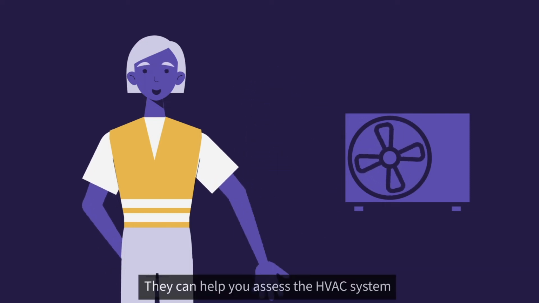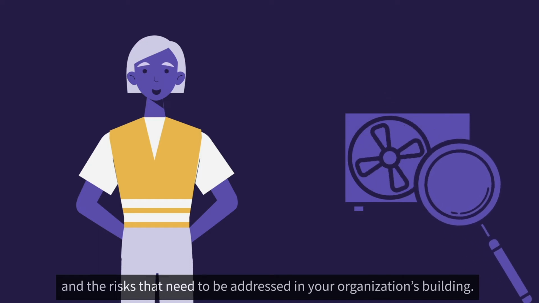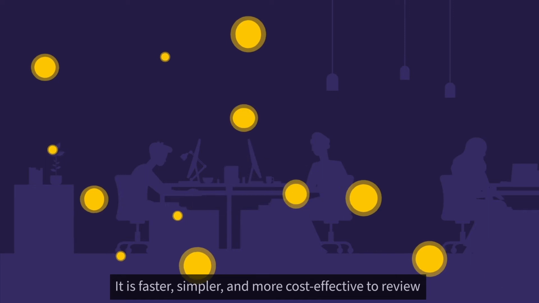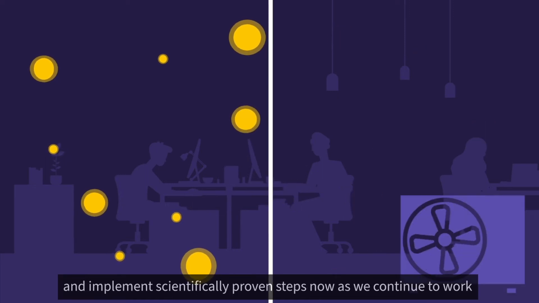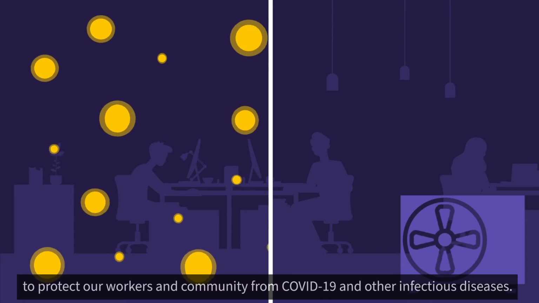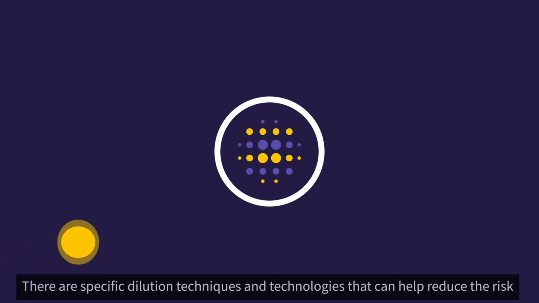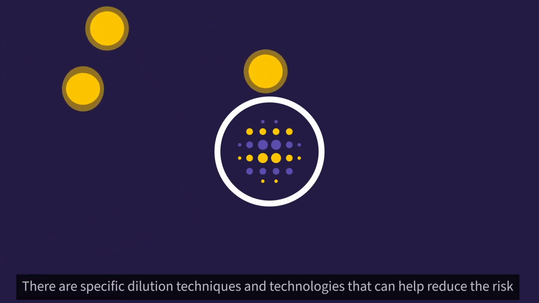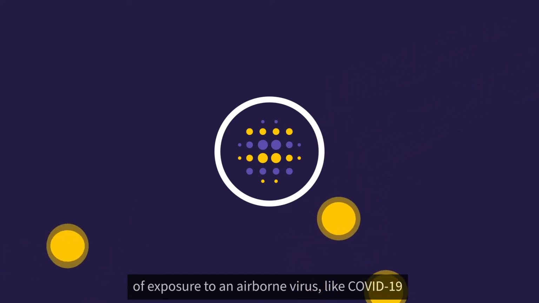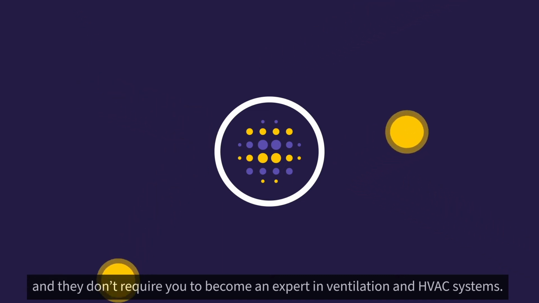An occupational and environmental health and safety (OEHS) professional can support you in this process. They can help you assess the HVAC system and the risks that need to be addressed in your organization's building. It is faster, simpler, and more cost-effective to review and implement scientifically proven steps now as we continue to work to protect our workers and community from COVID-19 and other infectious diseases. There are specific dilution techniques and technologies that can help reduce the risk of exposure to an airborne virus like COVID-19, and they don't require you to become an expert in ventilation and HVAC systems.